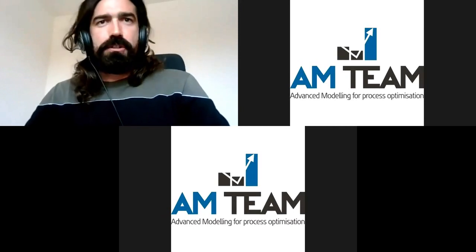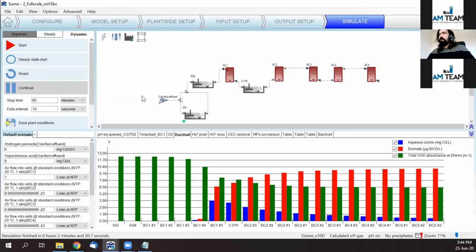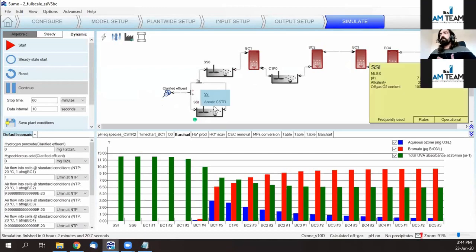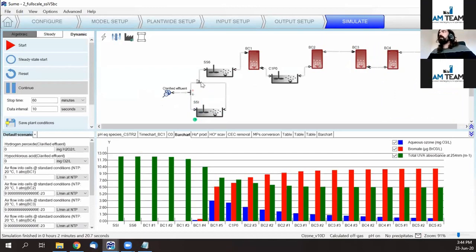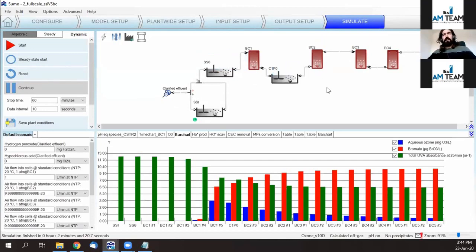Okay, so I will share my screen again, and we'll go to a more detailed demo. What you see here is a full-scale installation with a clarified effluent incoming to the treatment train. It's split equivalently here, and it goes through a side stream injection in which we can dose some ozone directly in a small volume, and then it joins the mainstream, and the reaction is led along the train.